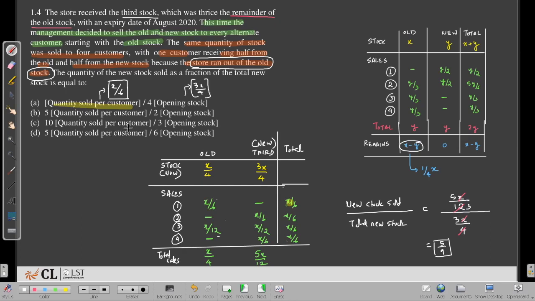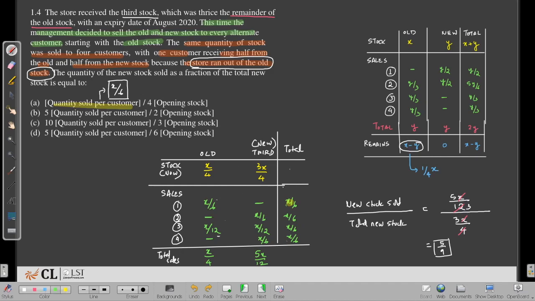3x by 4. So that opening stock is 3x by 4. The total stock that is given to us would be equal to 3x plus x, which will be 4x by 4. The opening stock is equal to x.